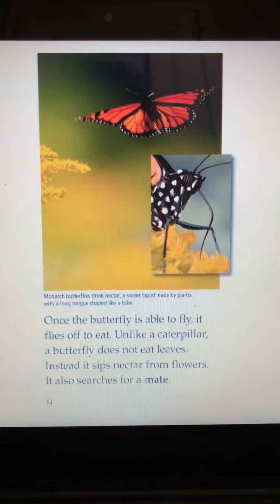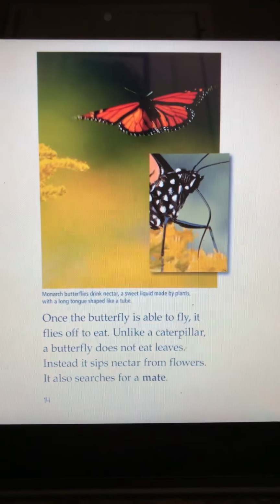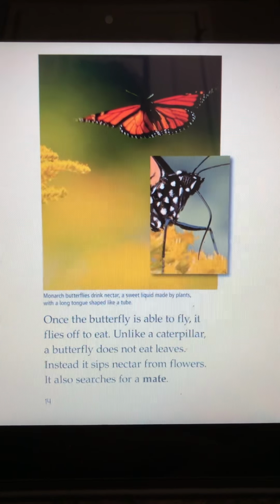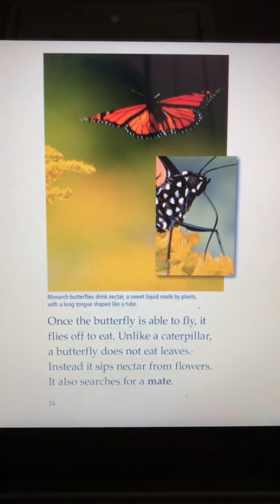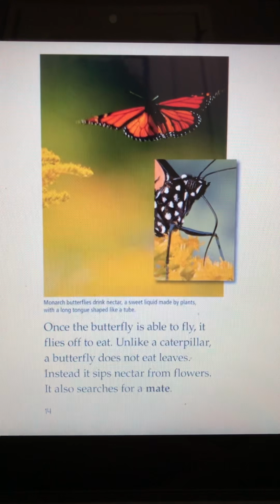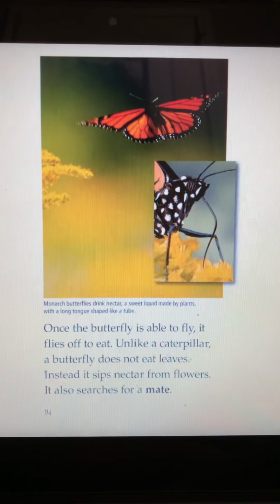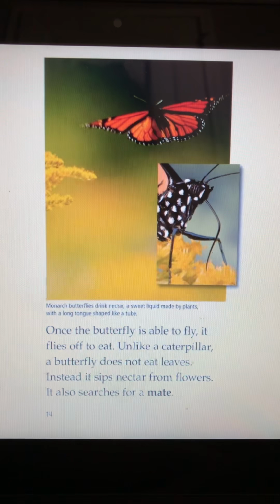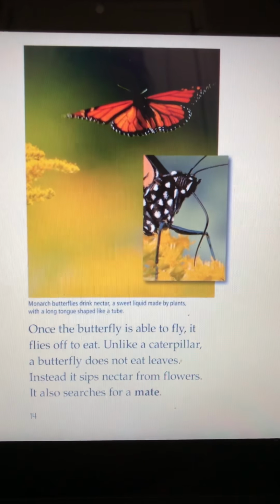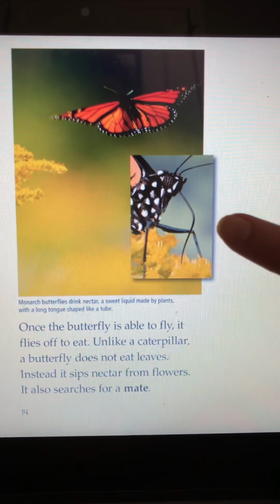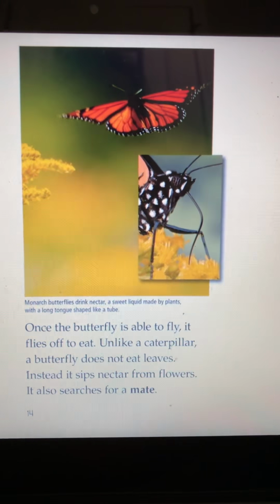Once the butterfly is able to fly, it flies off to eat. Unlike a caterpillar, a butterfly does not eat leaves. Instead, it sips nectar from flowers. It also searches for a mate. In our picture it says, monarch butterflies drink nectar, a sweet liquid made by plants, with a long tongue shaped like a tube. So in our picture you see the butterfly flying, and then you see it in the bottom drinking the nectar.